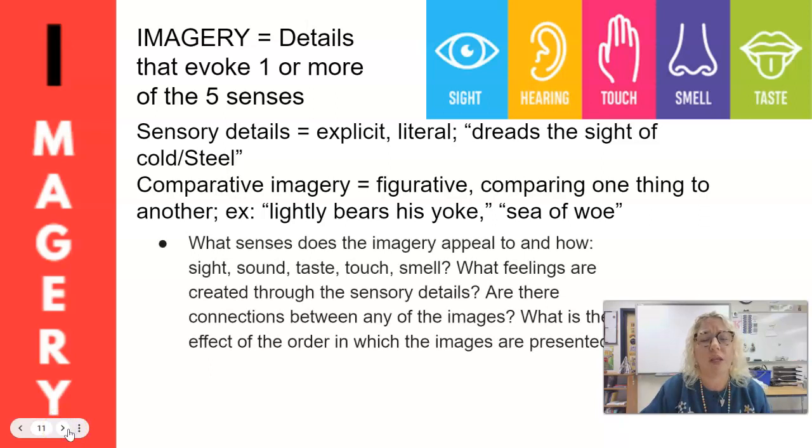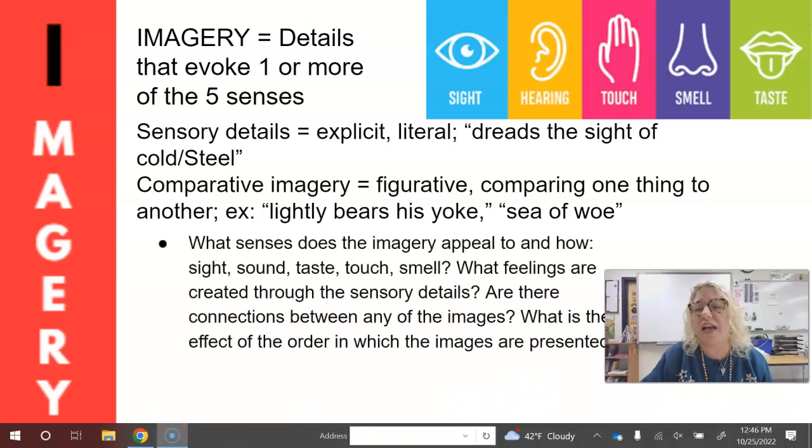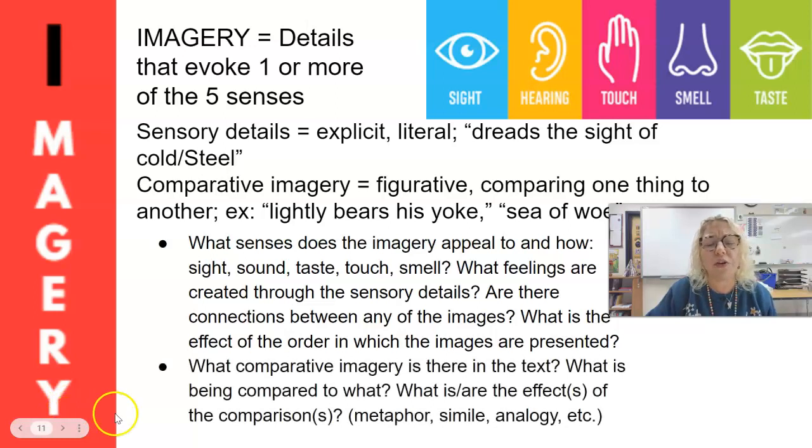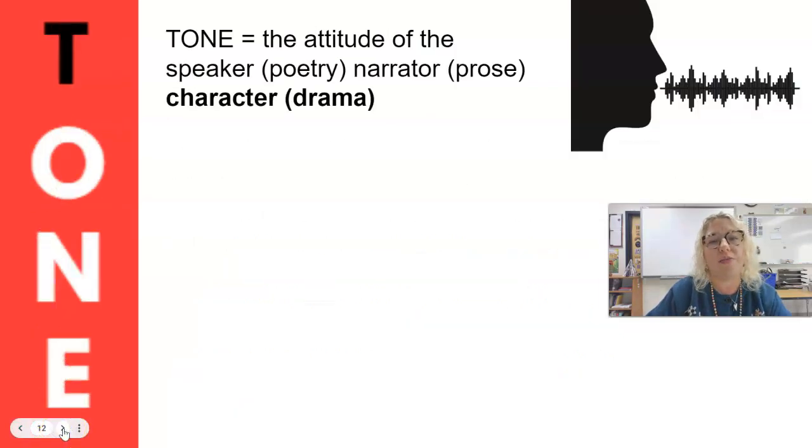So here are some good questions to ask when looking at imagery. What senses does the imagery appeal to and how? What feelings are created? Are there connections between the images? And what is the effect of the order in which the images are presented? Another good question, what comparative imagery is there in the text? What's being compared to what? And what are the effects of those comparisons? Look for things like metaphor, simile, analogy, and others.